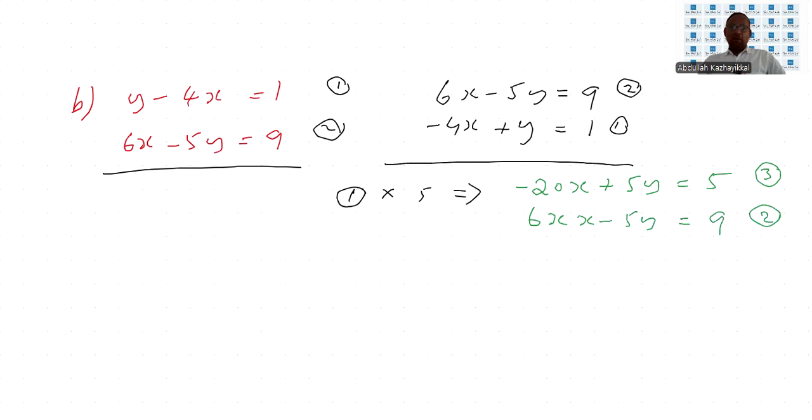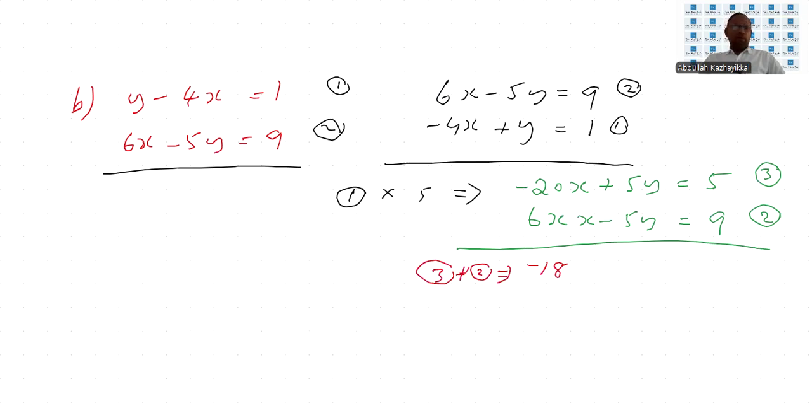What do you have to do? I think we can add this one. Add or subtract, you have to eliminate the y. Because plus and minus, we can add. That is better. It will cancel. So, equation 3 plus equation 2. What is minus 20 plus 6? No, sorry. 20 minus 6, that means 14.